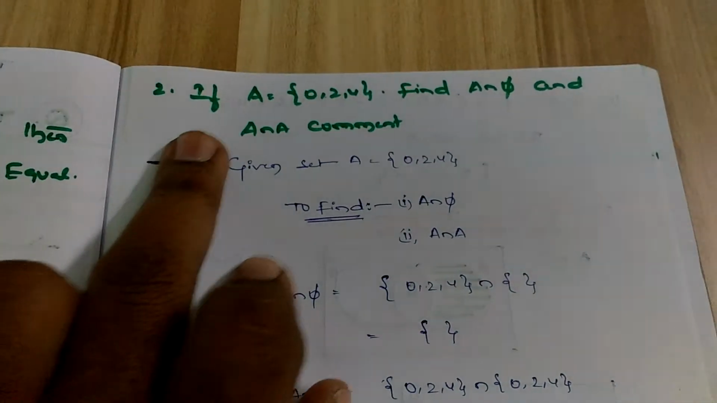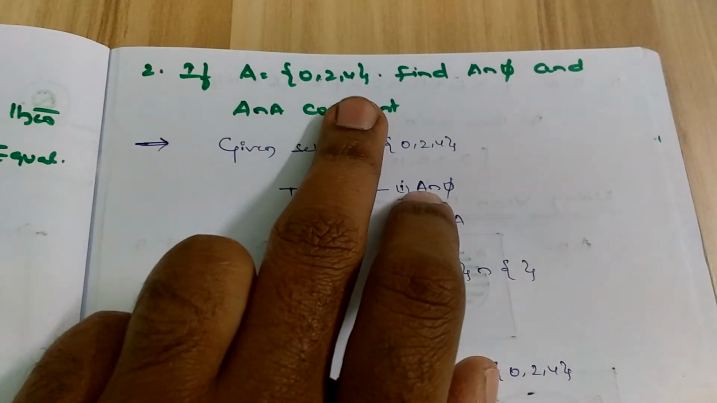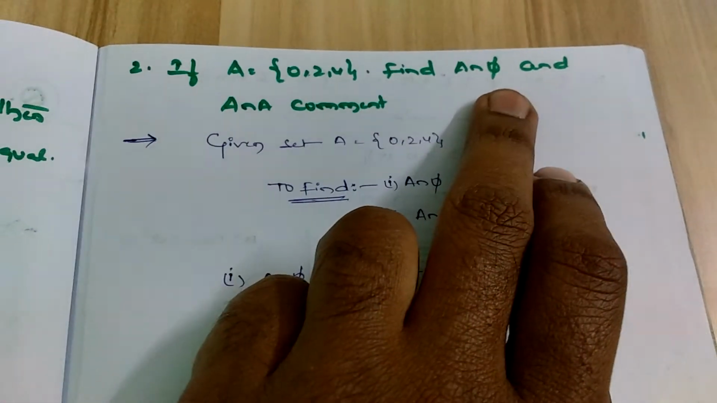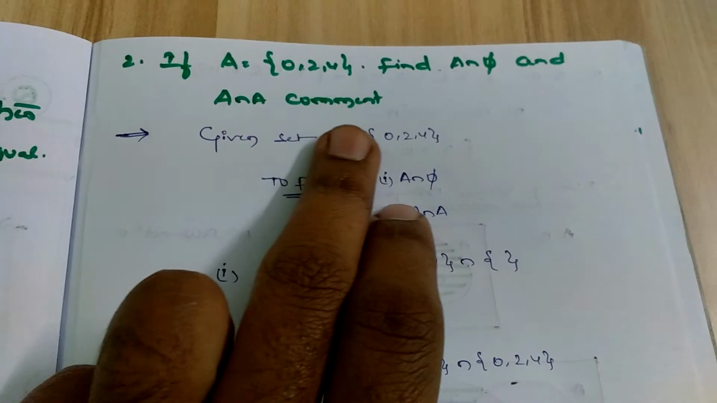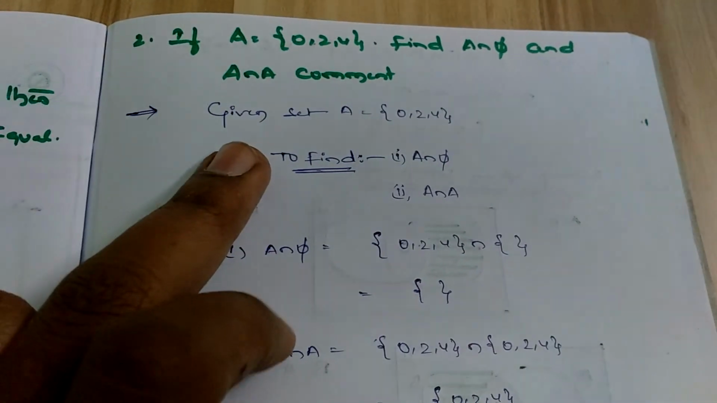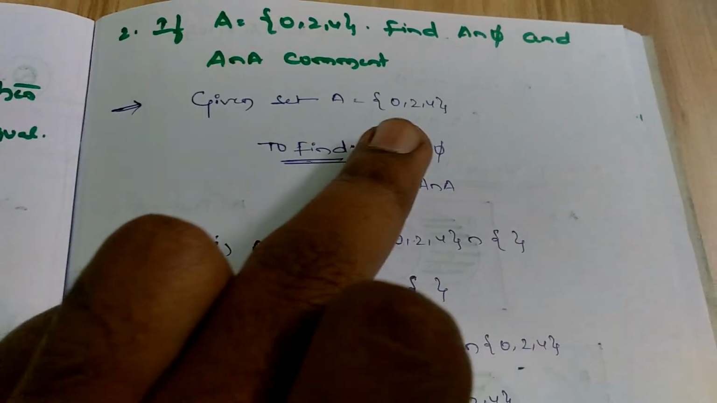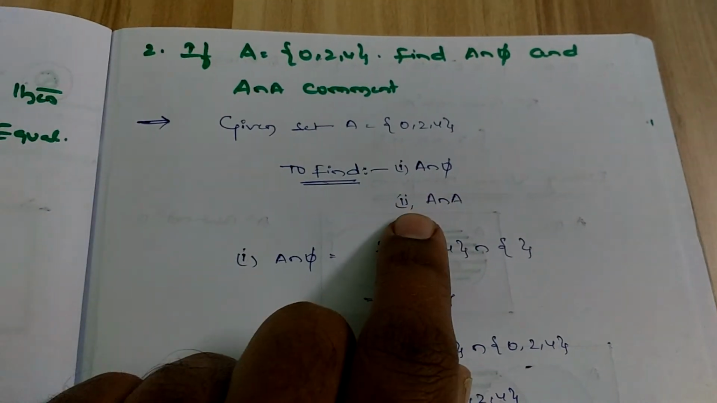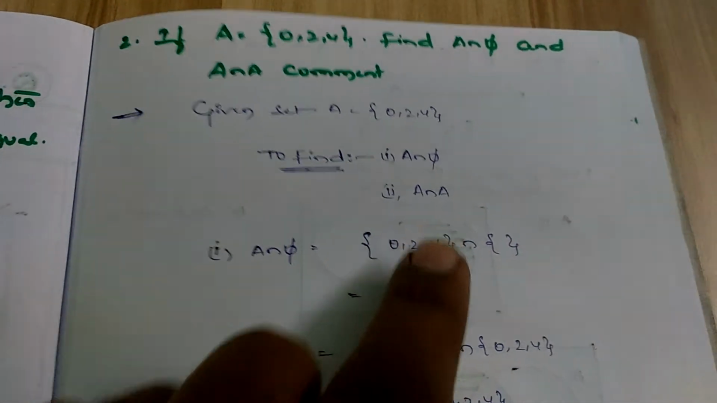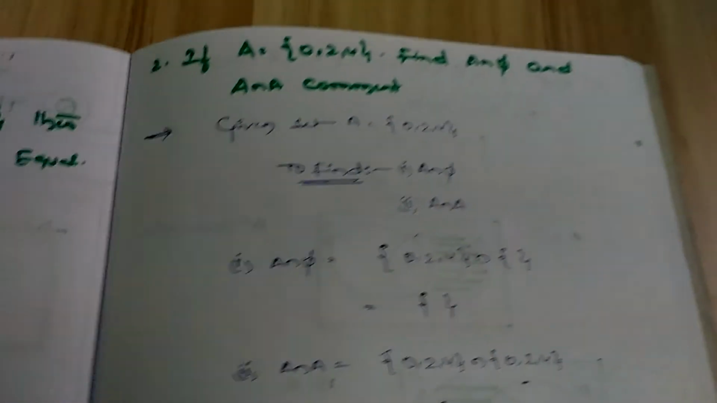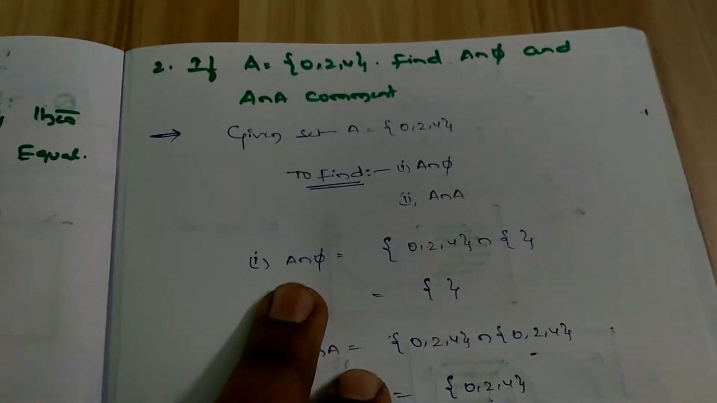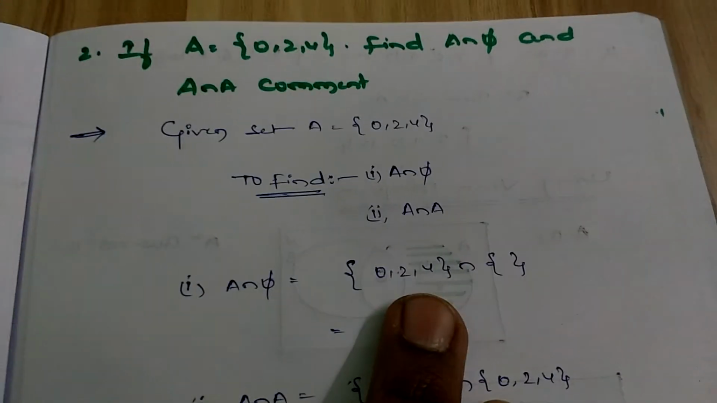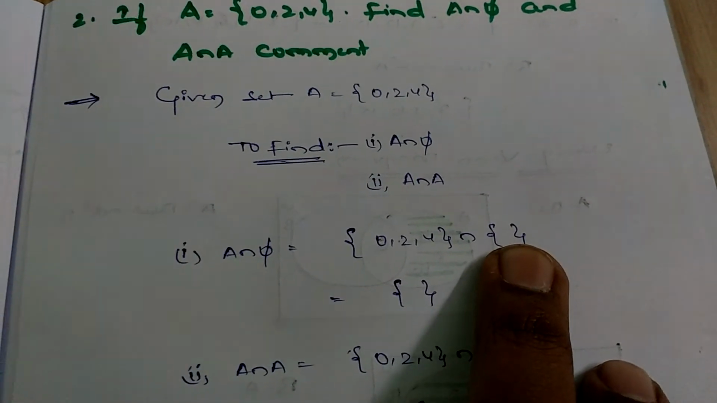Coming to the second sum, what is given? If set A equals 0 2 4, find A intersection null set and A intersection A, and comment on them. Given set is A equals 0 2 4 and we have to find A intersection null set. Second one, A intersection A guys. Now first one, A intersection null set. Take down A set 0 2 4 intersection null set.